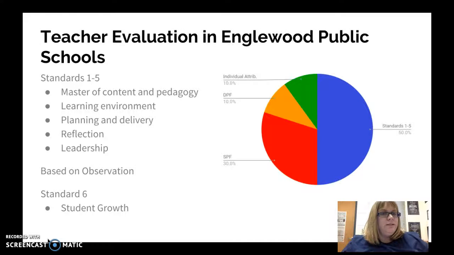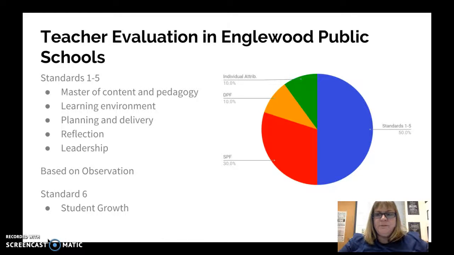The way that we do this is we focus on the 5 required standards by the state. Teacher being a master of content and pedagogy, creating a learning environment that is conducive to learning for diverse learners, teacher planning and delivery of instruction, teacher reflection, and teacher leadership. And so the leadership piece might be a PLC, working with parents, those pieces. And those 5 standards are really based on those observations.